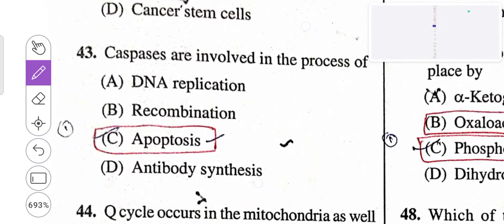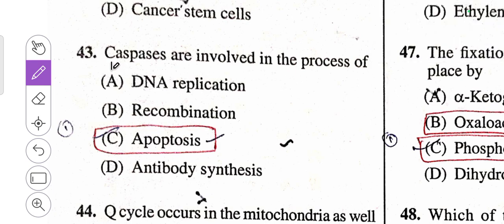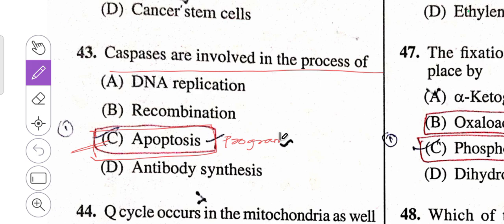Then the next one, caspases are involved in the process of apoptosis. Apoptosis is called programmed cell death, where the old cell or deteriorated cell or the damaged cell will undergo this process, that is programmed cell death or apoptosis. In order to undergo this apoptosis, these caspases are very essential. So C is the right answer.